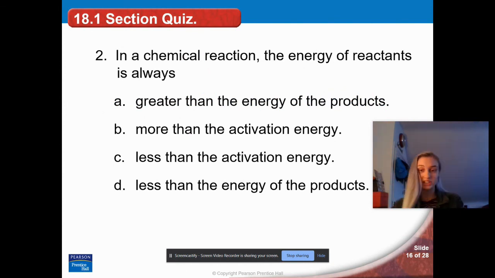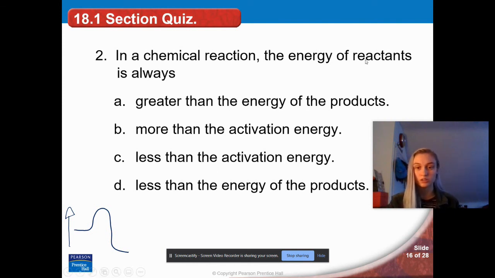In a chemical reaction, the energy of reactants is always, and I literally just said this, so when we look at one of those charts, in a normal spontaneous reaction that happens by itself, it's going to be like this. If this is energy going up like this, we know that the energy of the reactants is higher and the energy of the products is lower. So let's find an answer to match that.